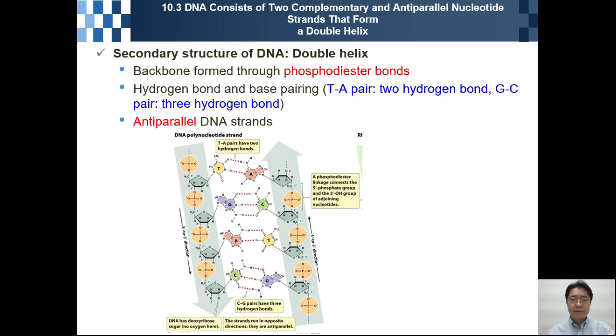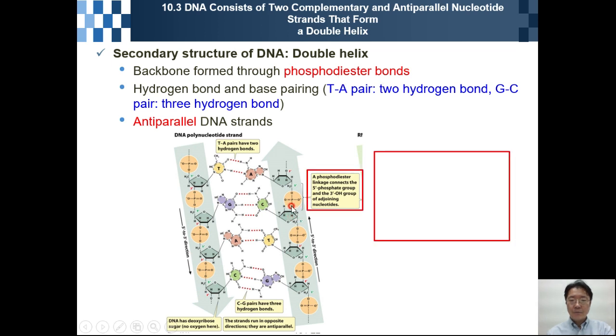Now we will see the secondary structure of DNA. First, the backbone is formed. This is the backbone of DNA. The backbone is formed through phosphodiester bonds. The phosphodiester linkage connects the 5' phosphate group and the 3' OH group of adjoining nucleotides. Let's see again. So this is the nucleotide.